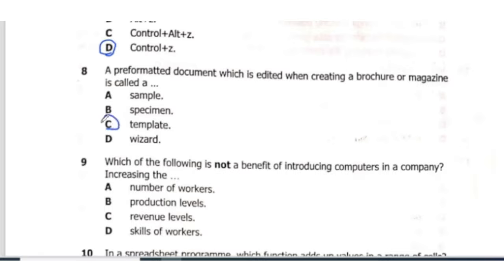Okay, and let's see if you have got questions. So when you want to make something, there is something already made that you need to follow or use to come up with a new document with a certain format that is already pre-programmed or pre-made. Then we are going to call that a template.